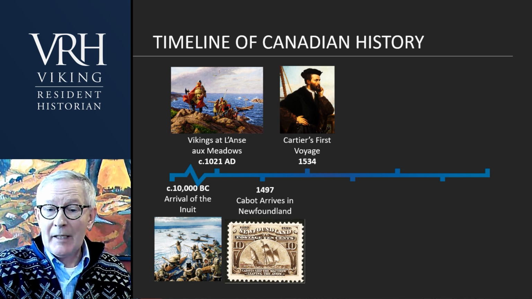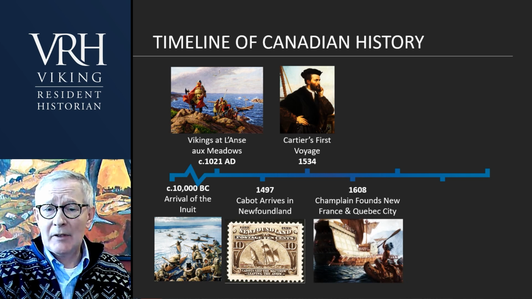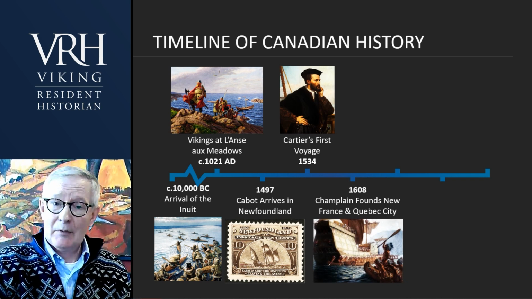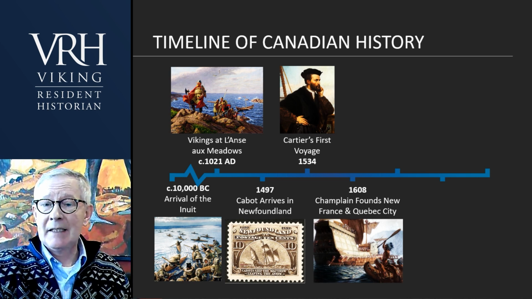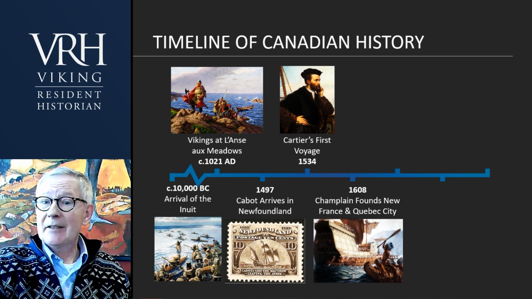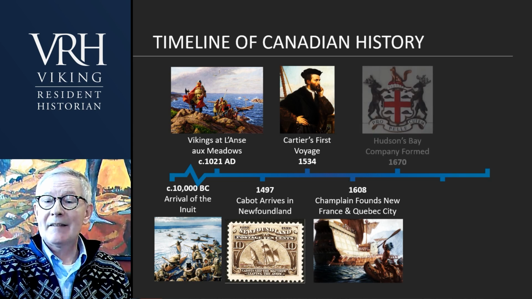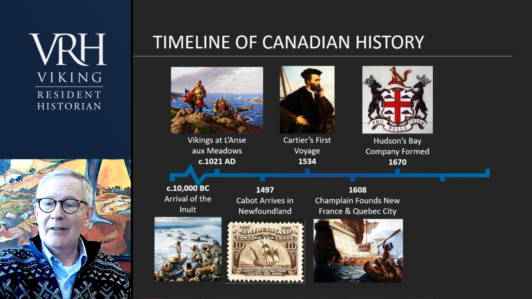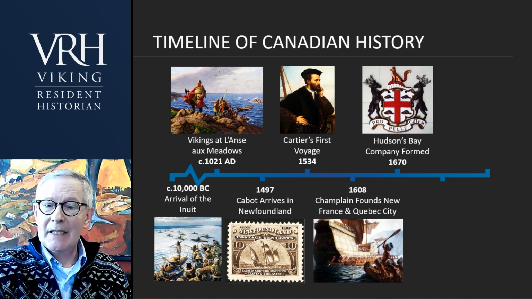And then the French came with their first explorer, Jacques Cartier, on his first voyage in 1534. And then following him about 75 years later was Champlain, who founded New France and also Quebec City in 1608. And then the Hudson Bay Company is founded in 1670, the big trading company that had monopoly on trade from a huge chunk of Canada from 1670 on for a couple of hundred years and more.